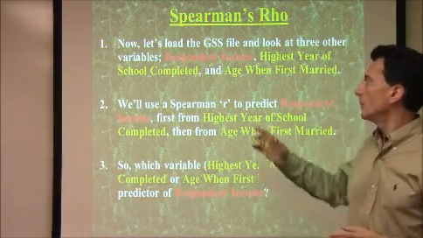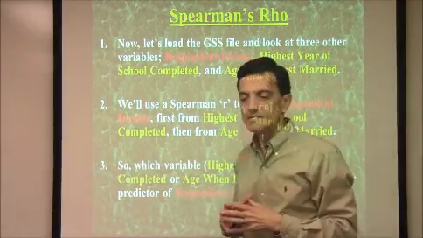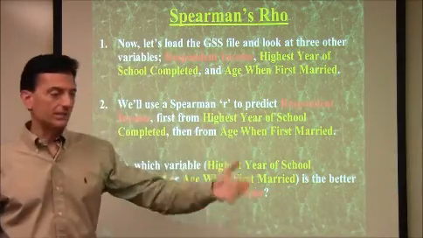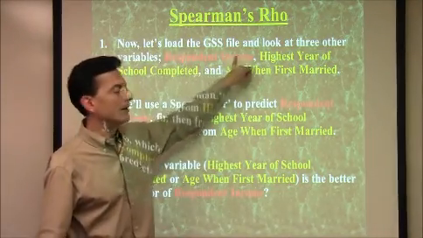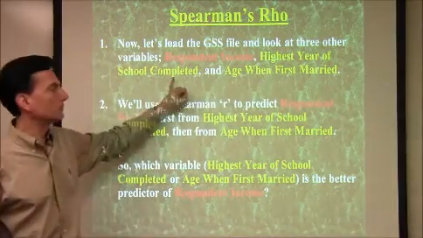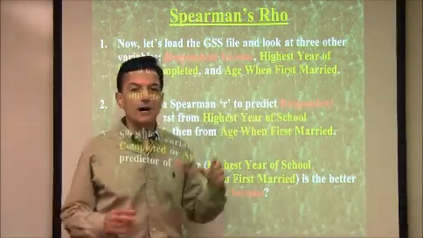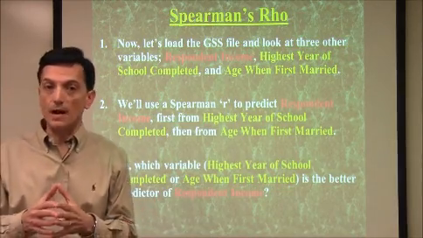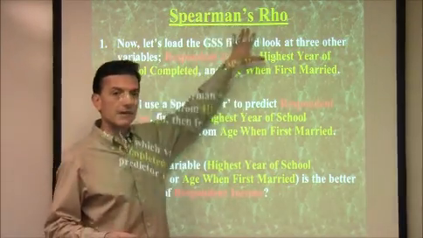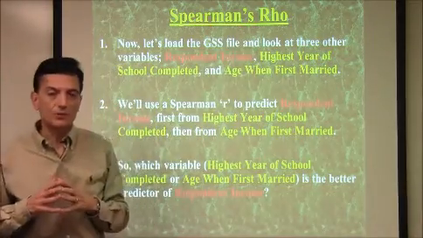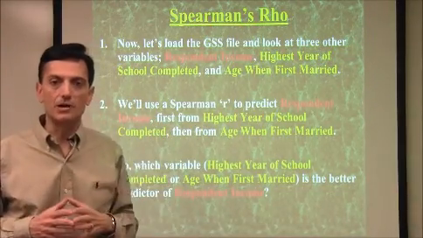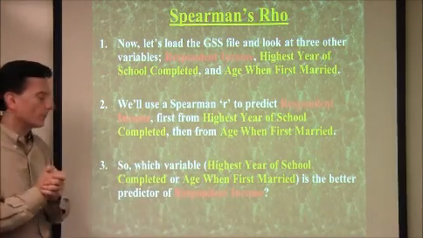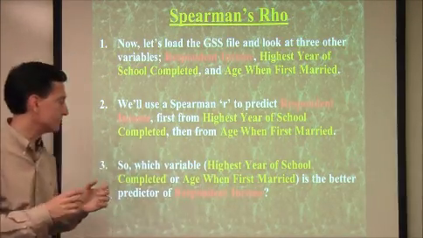Just a little bit of background on this. What you might notice when we go into the GSS file is that the creators of that file have operationally defined these variables, respondent income, highest year of school completed, and age when first married, on an ordinal scale. It wouldn't have to be that way. You could operationally define these lots of different ways. These particular researchers happen to have defined these particular variables on an ordinal or ranked scale. That's going to be very important for reasons that will become obvious in just a moment.